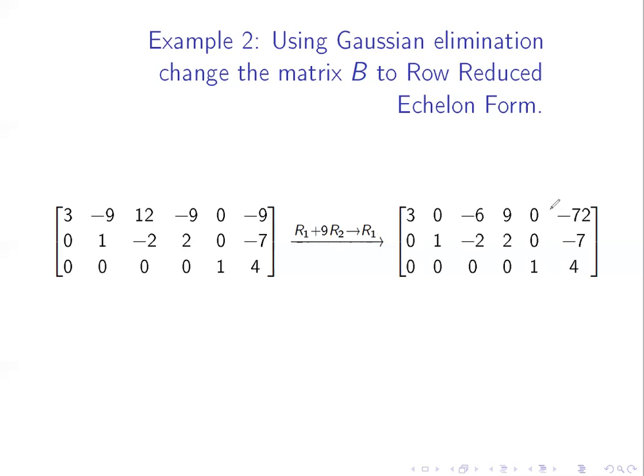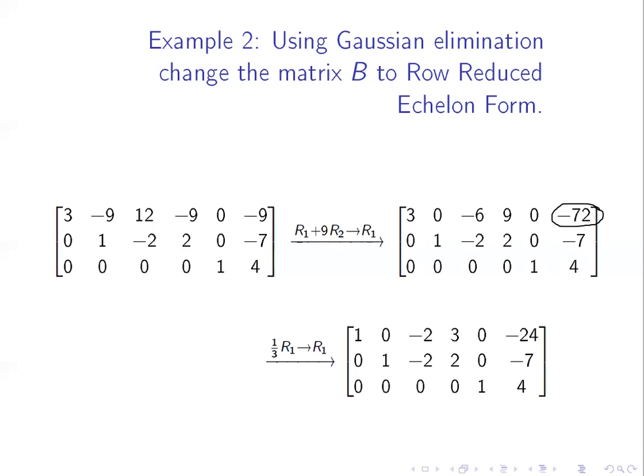The major downside being I now have a really big number over here. But 3, -6, 9, and 72 are all multiples of 3. So I can divide the whole first row by 3. And now, if you look at this final version, I have a column with a 1 and all zeros, a column with a 1 and all zeros, and a column with a 1 and all zeros. Hence, this is my reduced row echelon form of my matrix.